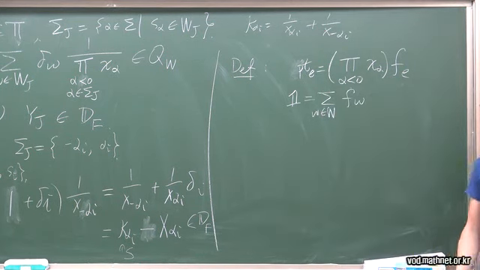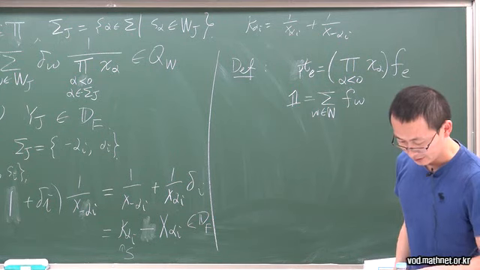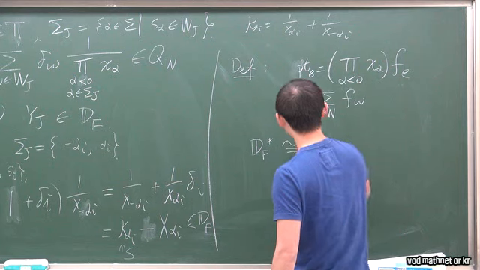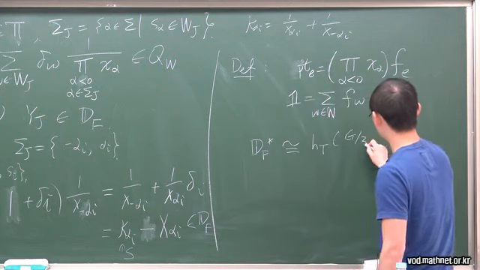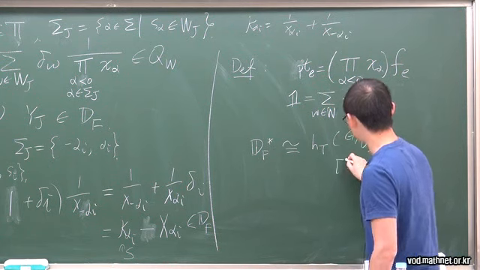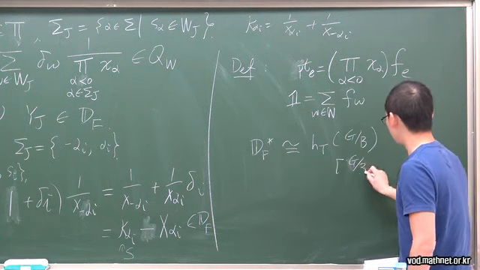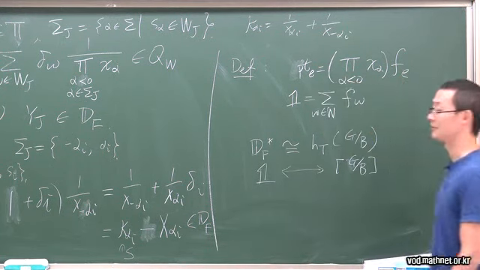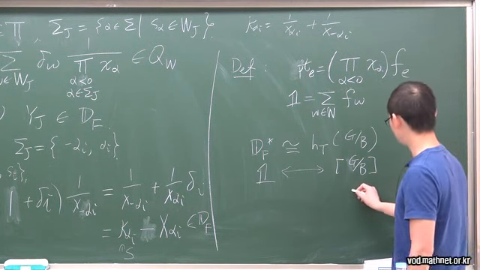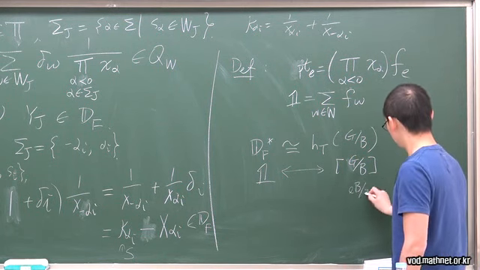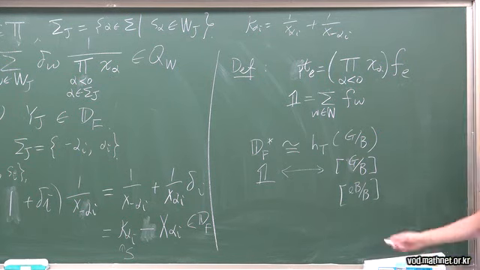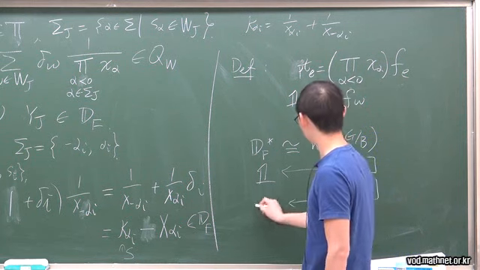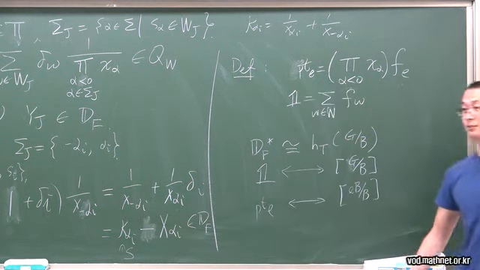So all of the things here have geometric meanings. In fact, remember we have D_F star isomorphic to H_T of G mod B. And here the class of the fundamental class of G mod B corresponds to the unit 1. And if you consider the point, you take the identity element of the Weyl group. This corresponds to E. That's the reason why I put a subscript E.